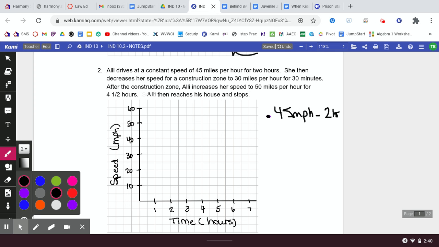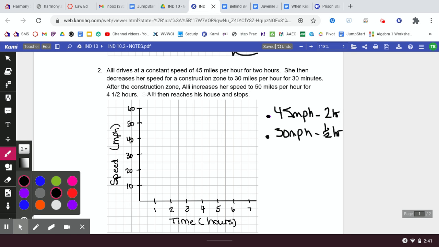Okay? Then she decreases her speed for a construction zone to 30 miles per hour for 30 minutes. Well, again, my graph is in hours, and 30 minutes is minutes, so I would convert this into 1/2 an hour. Okay?